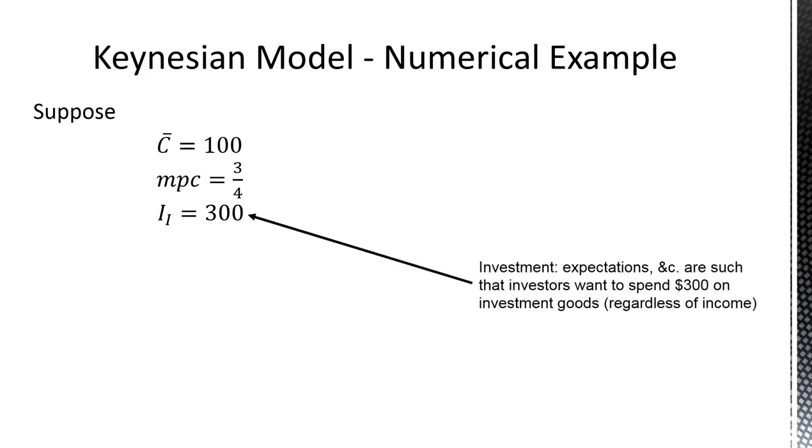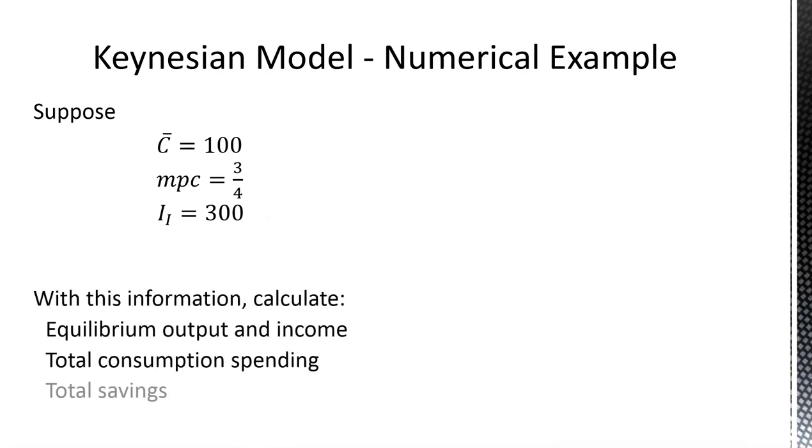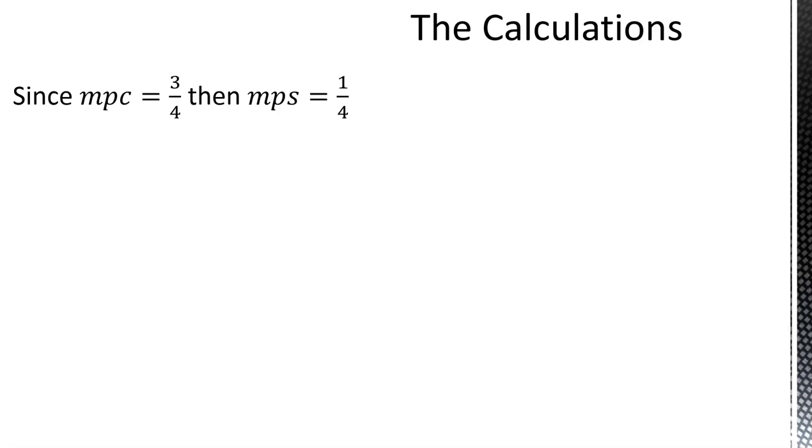And finally, the economy has an intended investments level of $300. That just says that given the expectations of businesses and so forth, there's going to be a constant $300 of investment spending in this economy. Now, with this information, you should be able to calculate the following: equilibrium output and income, total consumption spending, and total savings. Let's see how that works.